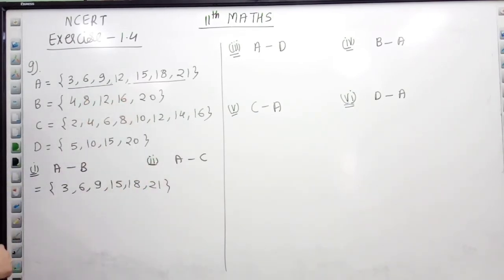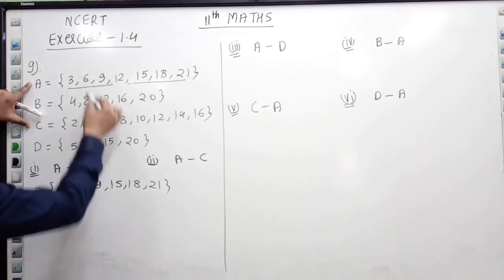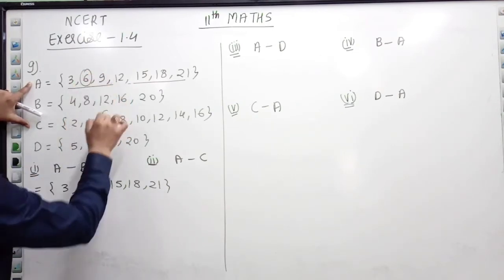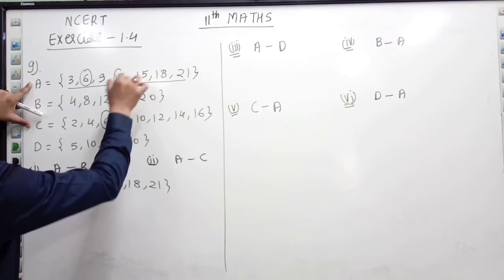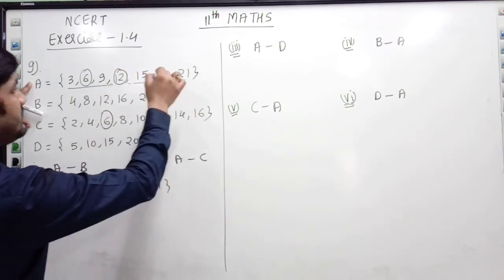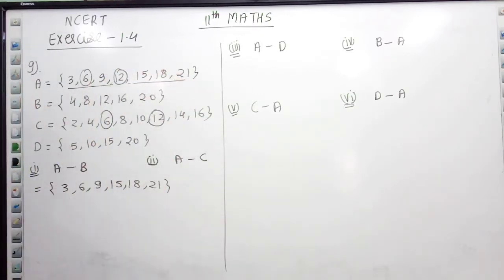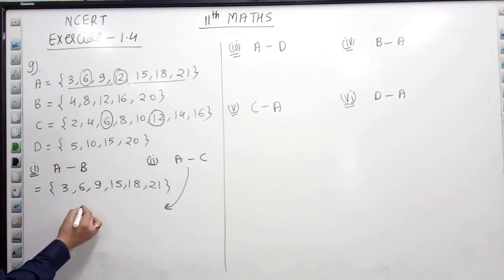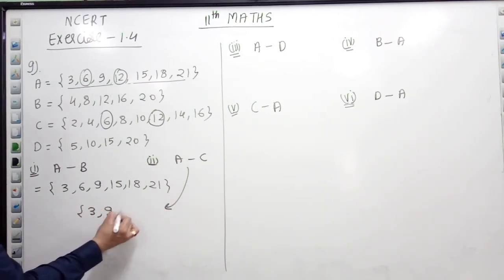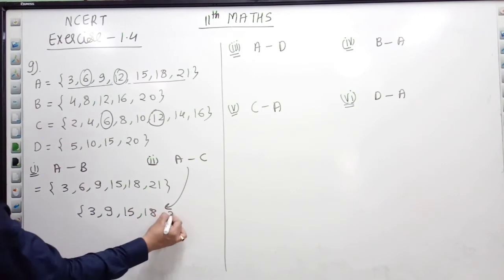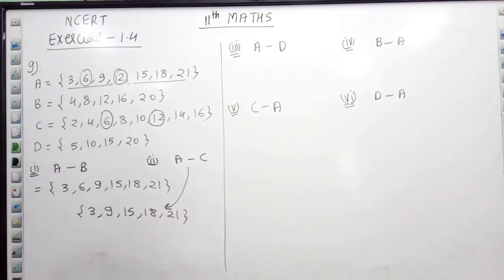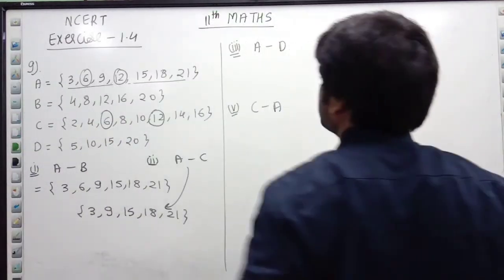Now next is A minus C. तो A minus C में आप A और C में कॉमन देखो. A और C में कॉमन क्या है? 2, 4, 6. 6 is common, 8, 9, 10, 12 is common, 14, 16. Two elements are common. So A minus C क्या हो जाएगा? A में से वो दोनों elements मत लिखो आप. You just write the remaining elements. Are you getting or not? Similarly, we can do these questions also.